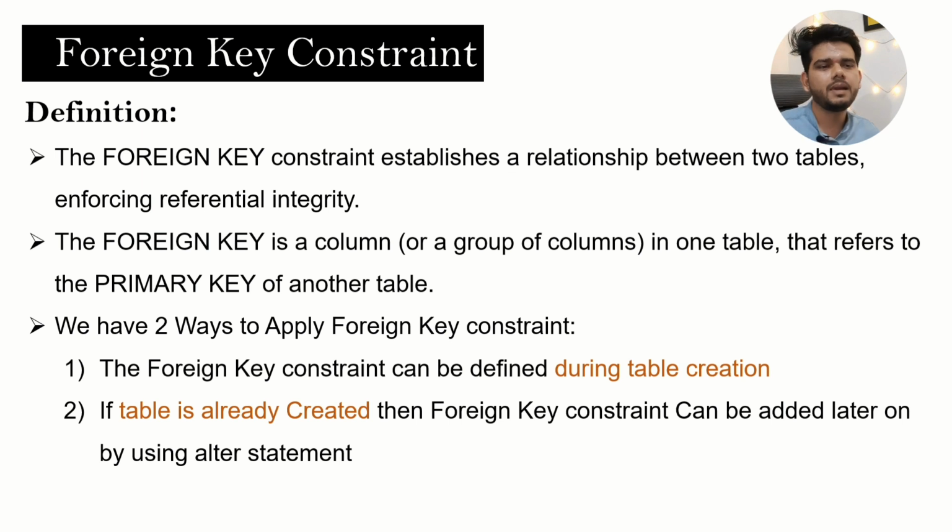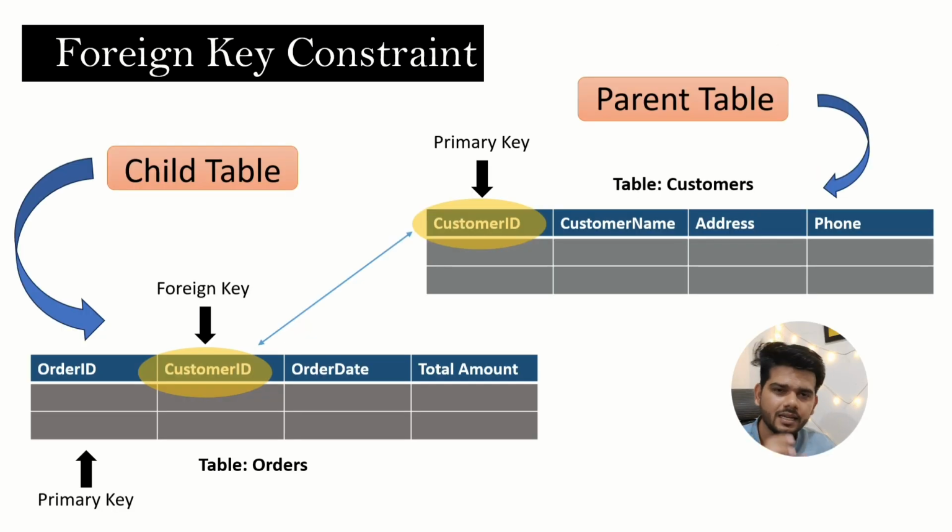So we have 2 ways to apply a foreign key here, likewise we had for the first 3 constraints. The first one is during table creation, and the second one is after table creation by using the alter statement. Before understanding the ways to apply the foreign key constraint, we'll first understand the relationship between the foreign key and the primary key.